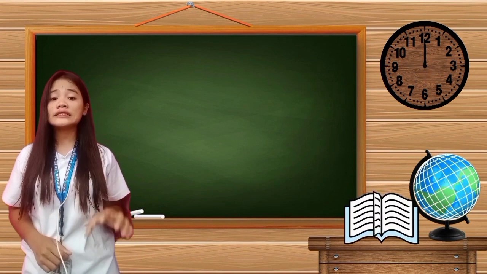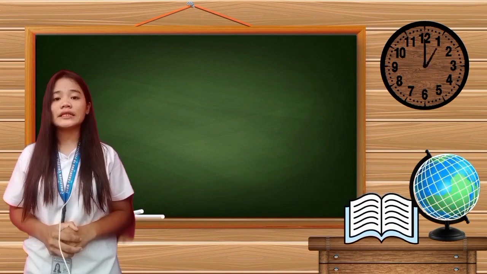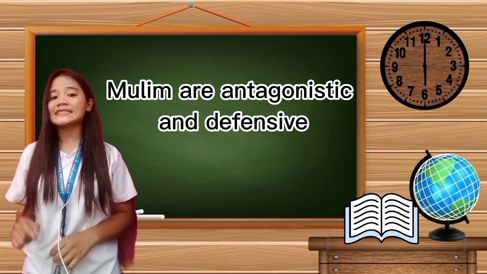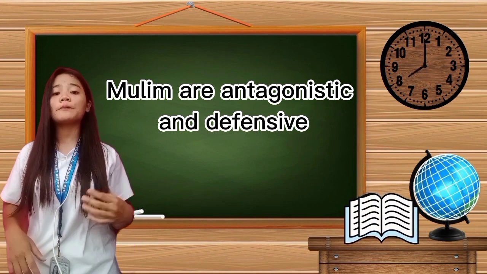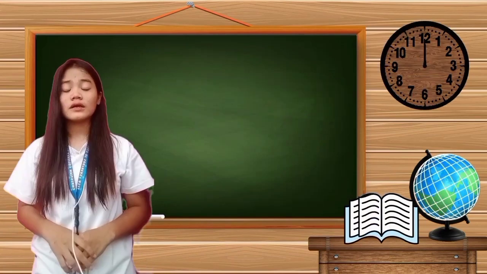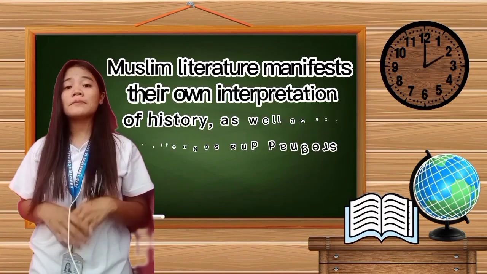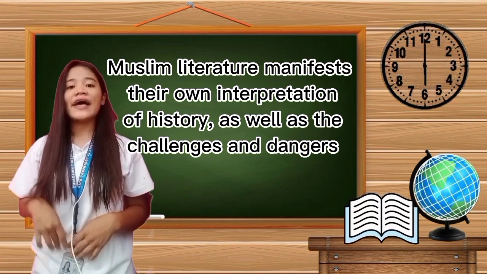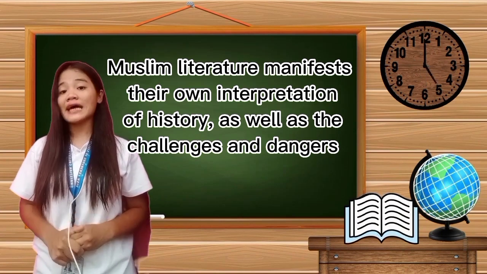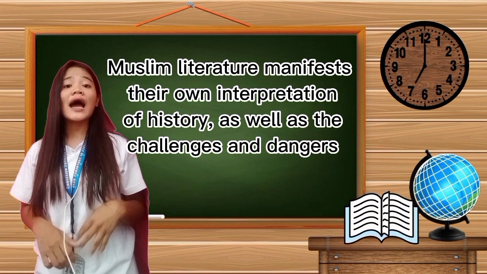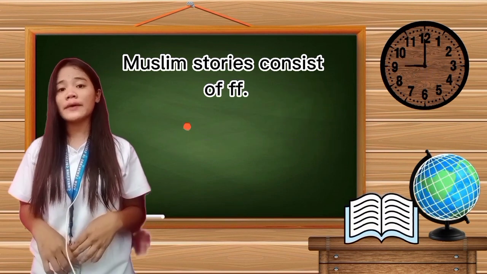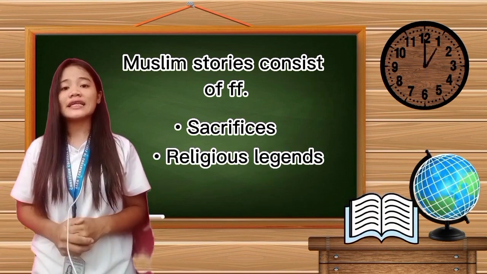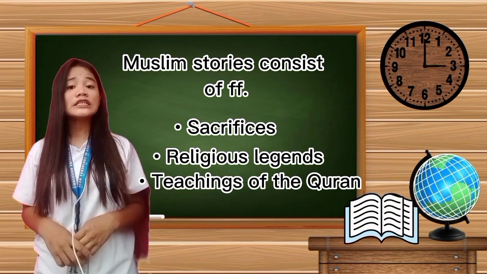Due to their long history of engaging in religious battle and of being discriminated against in predominantly Christian countries, they are quite antagonistic and defensive towards people of other religions. It is for this reason that Muslim literature manifests their own interpretation of history, as well as the challenges and dangers Muslims have faced over time, as colored by their own emotion and analysis. It consists of stories about the sacrifices made by martyrs of their faith and of religious legends that legitimize the authority of the Sultan and the teaching of the Quran.